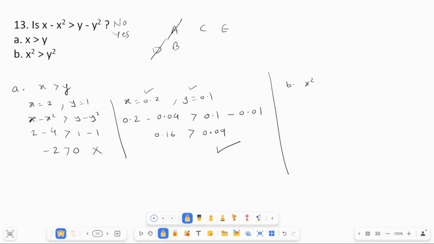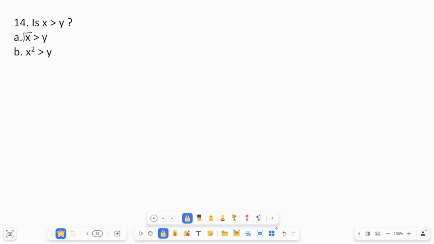Statement B says that x square is greater than y square. I can take the same numbers here. x is 2, y is 1. So x square will be 4 and y square will be 1. It is greater than. Same thing, I can take these numbers again, x is 0.2, y is 0.1, and simplify. Again, for these two sets of numbers, I'll get two different answers. I will not have a definite answer. What if I combine both those statements? Even if you combine both those statements, you will not have a definite answer. Hence, the answer is E again.